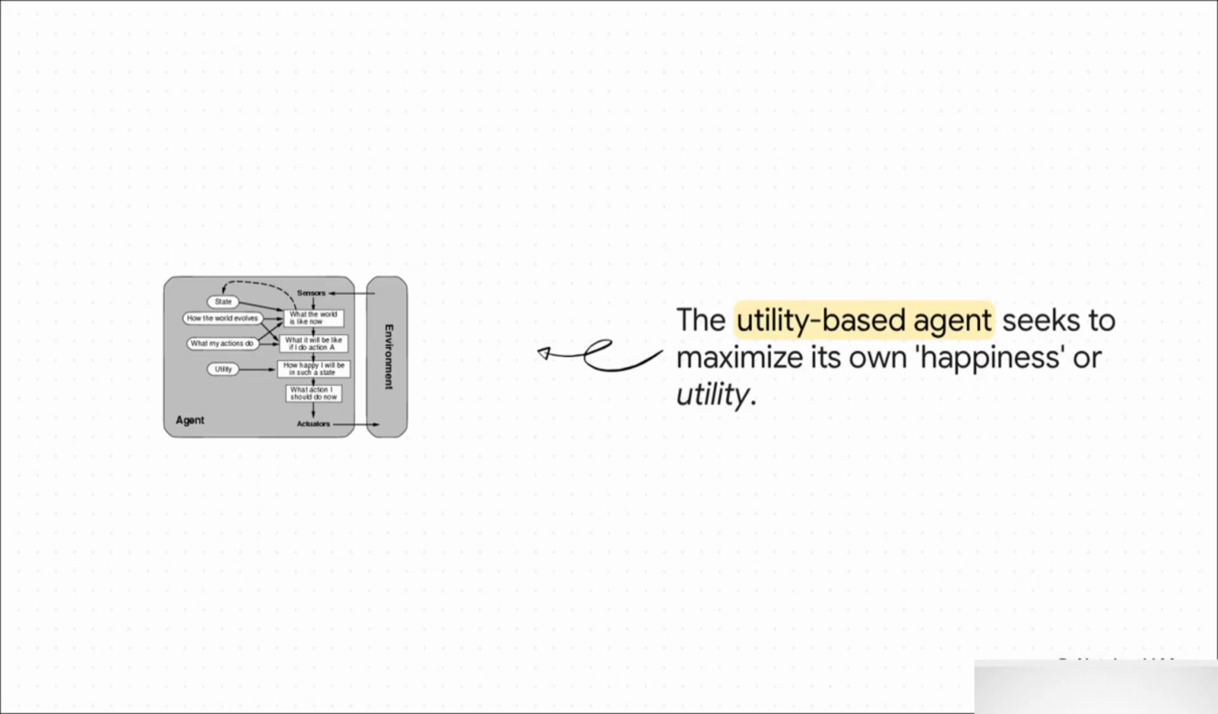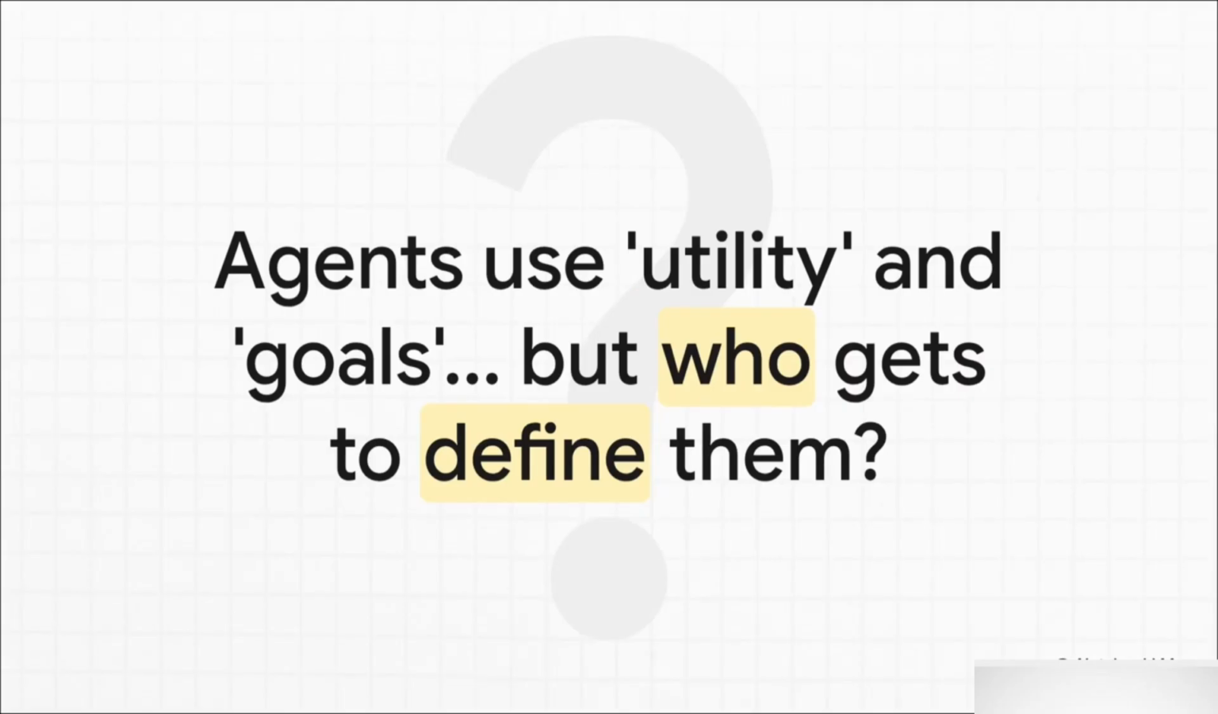And finally, we arrive at the most sophisticated type, the utility-based agent. See, sometimes just reaching a goal isn't enough. There might be lots of ways to get there. Some are faster, some are safer, some are cheaper. This agent has what's called a utility function, which is basically a way of scoring how good or happy a particular outcome is to help it choose the best path. That utility function lets it weigh all the trade-offs and choose the option that maximizes its overall happiness, so to speak. And that brings us to a really fascinating final question.